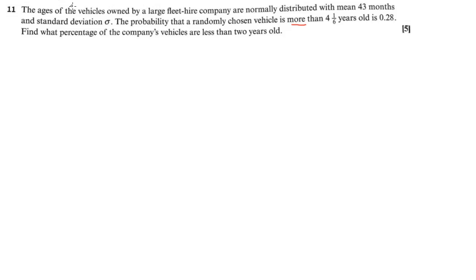Okay, so in number 11, we've got the ages are normally distributed. We've got a mean of 43 months. We don't know the standard deviation, so we're going to write this out. Our mean is 43 months. We don't know the standard deviation, so I'm going to put standard deviation squared. Probability of the randomly chosen vehicle is more than 4 1/6 years old.